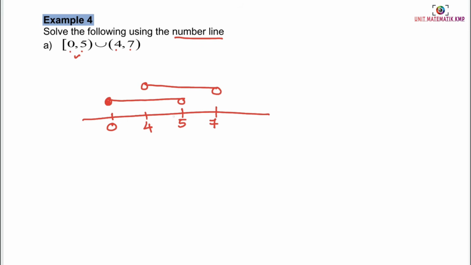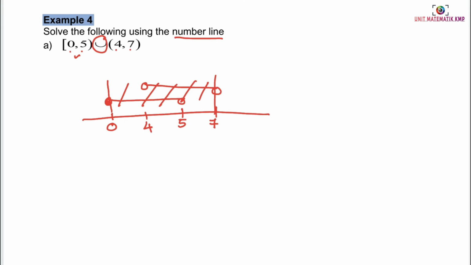What is the solution? We have to look at the relation here, and the sign is union. Clue for union: if the union has the line, that should be the answer. So the answer is from 0 to 7.